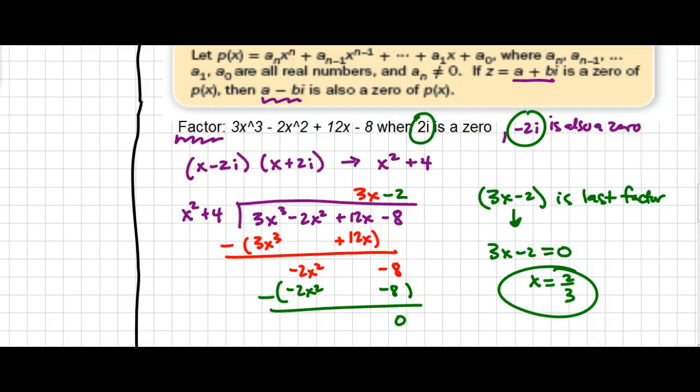So let's talk through that because that was quite a lengthy process. When they ask you to factor and they give you a complex 0, turn that complex 0 into a factor. Know that its complex conjugate is also a 0, turn that into a factor as well. Multiply those together and you'll get a new polynomial. Divide that polynomial by the original to find the last factor. Turn that factor into a 0 and solve for x.